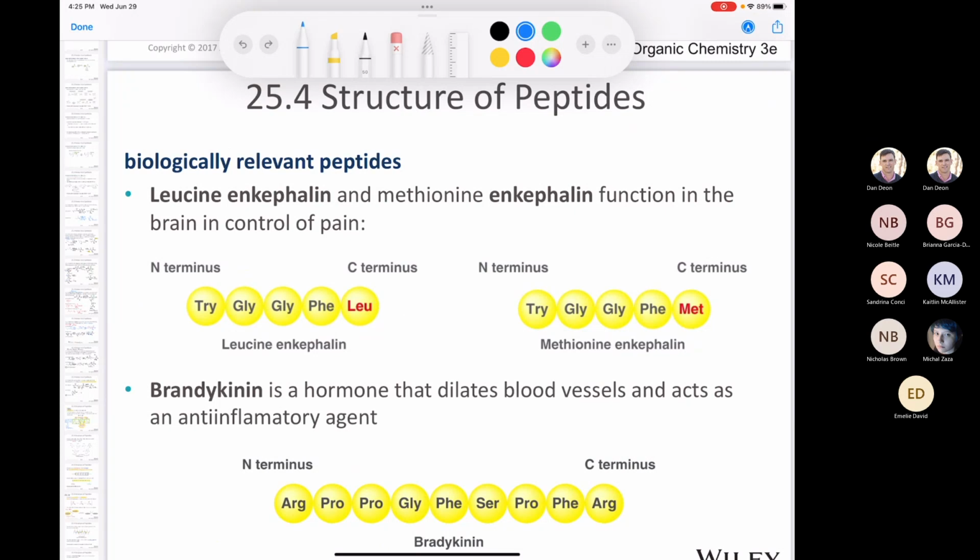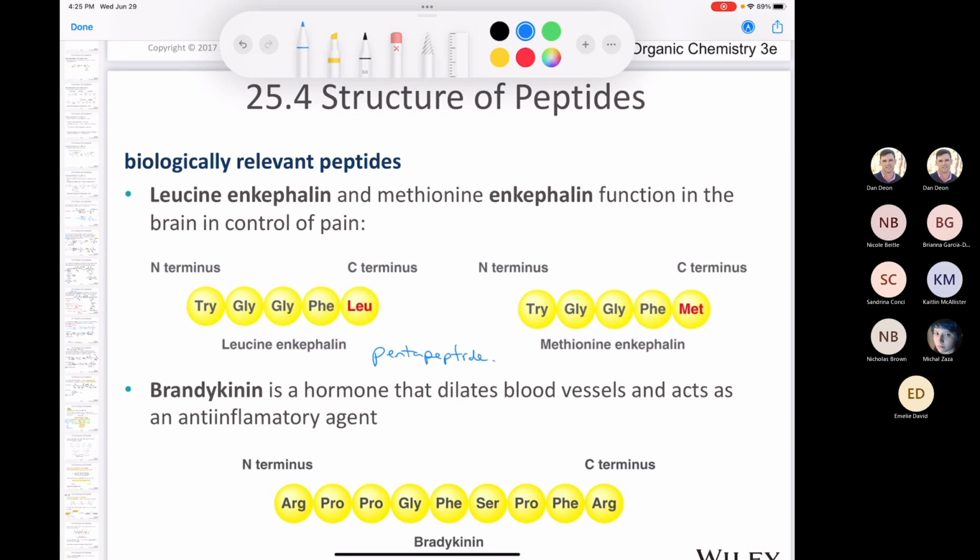And then if you replace the leucine with a methionine, then you have methionine enkephalin, and both of these function in the brain in the control of pain. They're both believed to bind to the same receptor as morphine, and we would classify these as pentapeptides, because they both possess 5 amino acid residues in their structure.